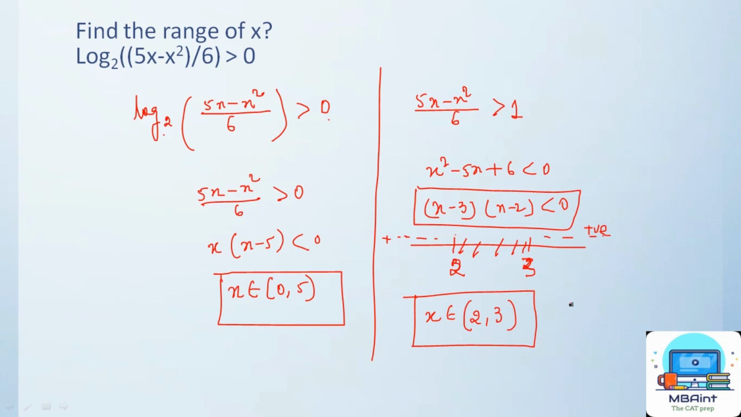Now let's see the final answer. I have solved the inequality here. The domain says it should be between 0 to 5, right? And the inequality solution says it should be between 2 and 3, right? So what is the common part? The common part is this itself, right? So this is my final answer for this question, right guys?